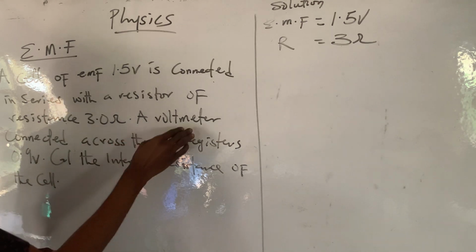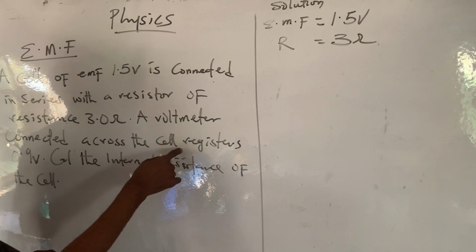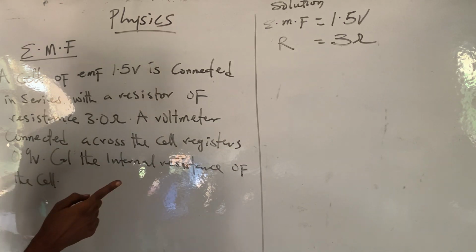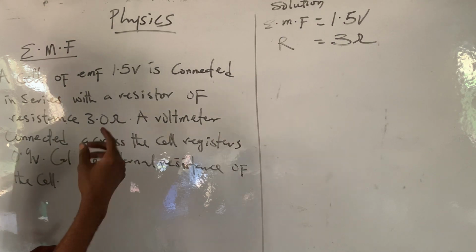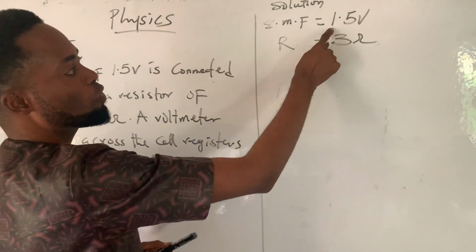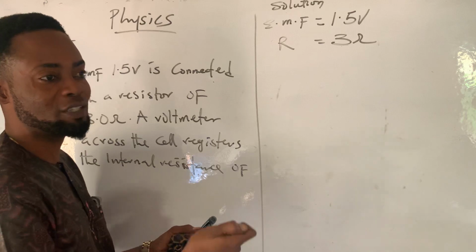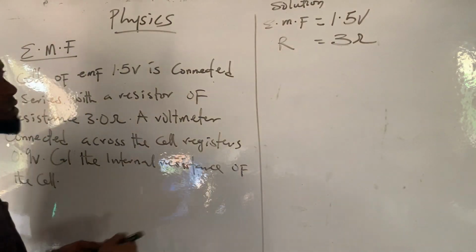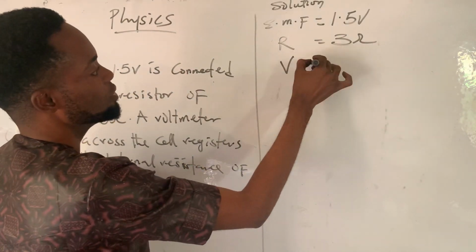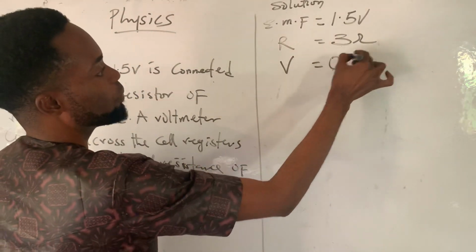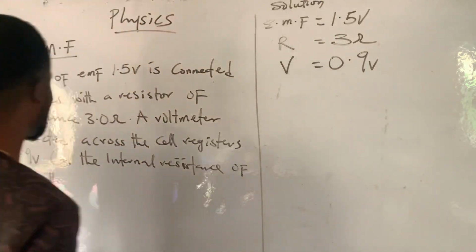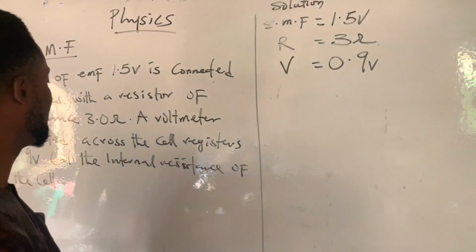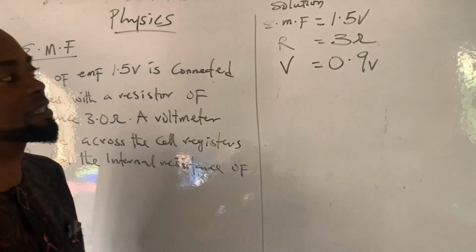Then they said a voltmeter connected across the cell registered 0.9 volts. That is what we are saying. You see now, the manufacturer of the battery manufactures 1.5, but when you use a voltmeter to read it, you are getting 0.9. That means there's a lost voltage. So which means you have your V equals 0.9 volts. Now the question is, calculate the internal resistance of the cell.